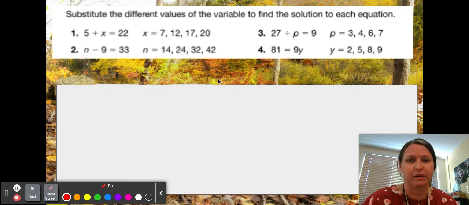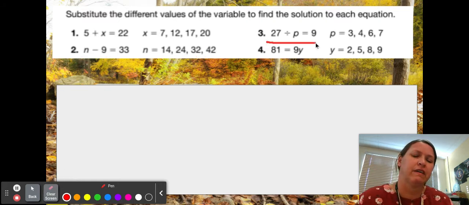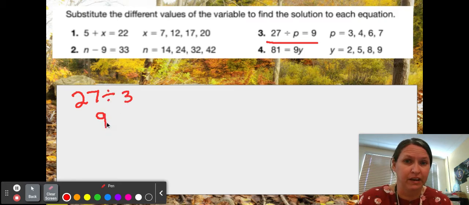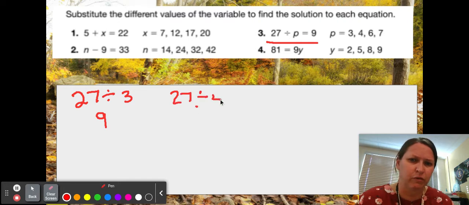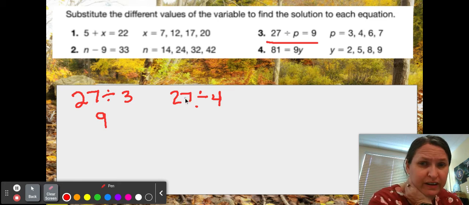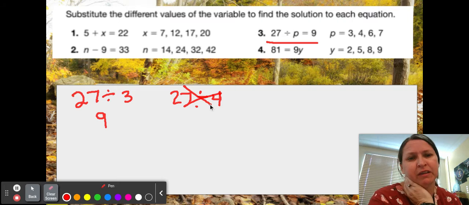Now let's do another one. 27 divided by p equals 9. So 27 divided by 3. Well, that will give me 9. Let's look at the next one. 27 divided by 4. 27 divided by 4 is 6 with a remainder. So that one doesn't give me 9.